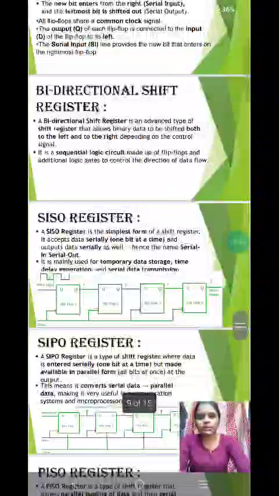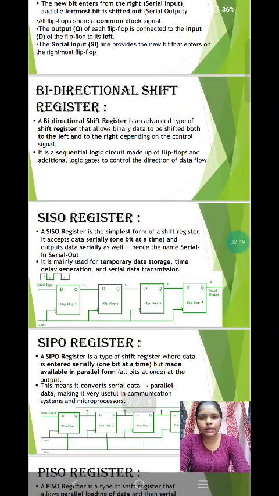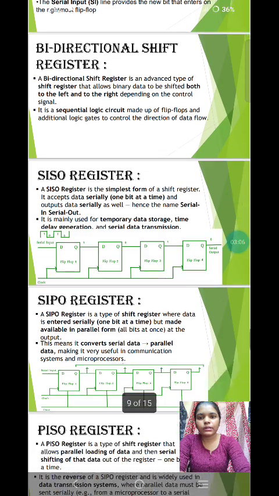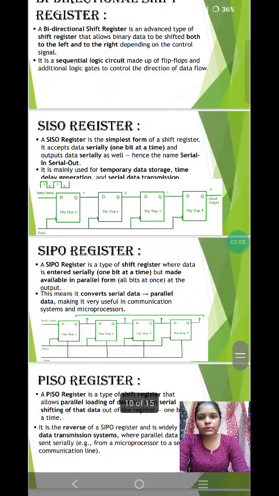Bidirectional shift resistor. A bidirectional shift resistor is an advanced type of shift resistor that allows binary data to be shifted both to the left and the right depending on the control signal. It is a sequential logic circuit made up of flip-flops and additional logic gates to control the direction of data flow.